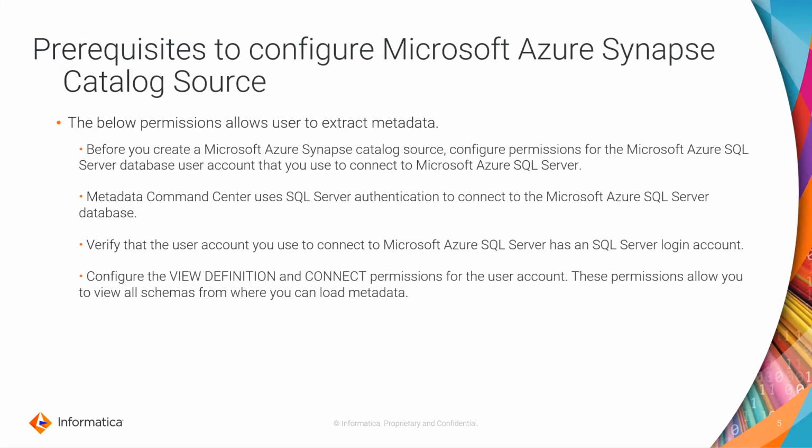Prerequisites to configure the Microsoft Azure Synapse catalog source in CDGC. The below permissions allow users to extract metadata. Before you create a Microsoft Azure Synapse catalog source, configure permissions for the Microsoft Azure SQL Server database user account that you use to connect to Microsoft Azure SQL Server. Metadata Command Center uses SQL Server authentication to connect to the Microsoft Azure SQL Server database. Verify that the user account that you use to connect to Microsoft Azure SQL Server has an SQL Server login account. Configure the view definition and connect permissions for the user account. These permissions allow you to view all schemas from where you can load metadata.